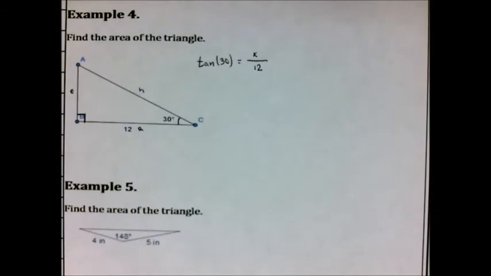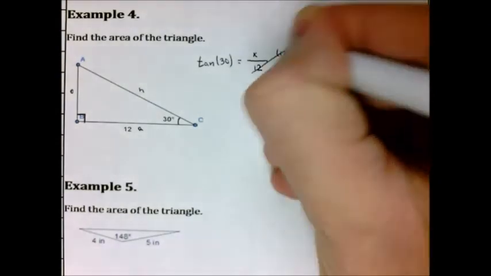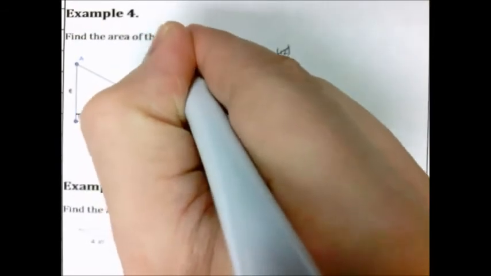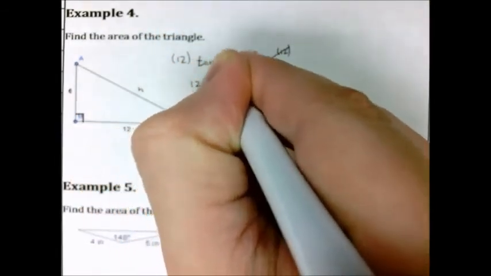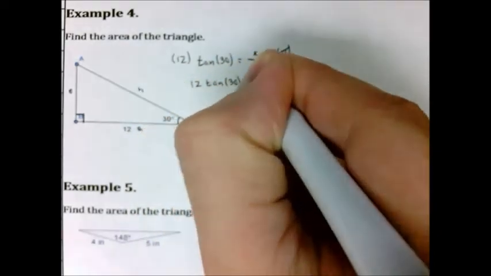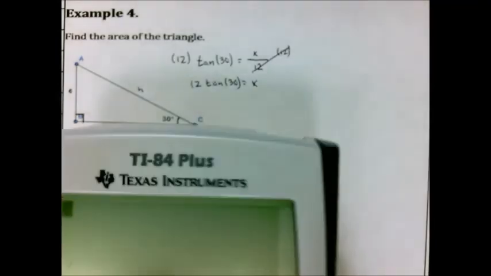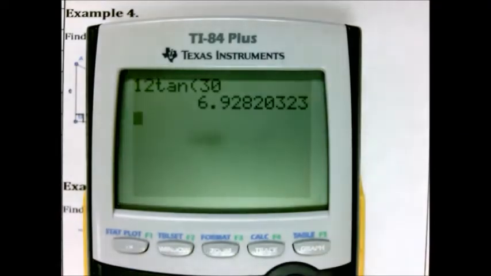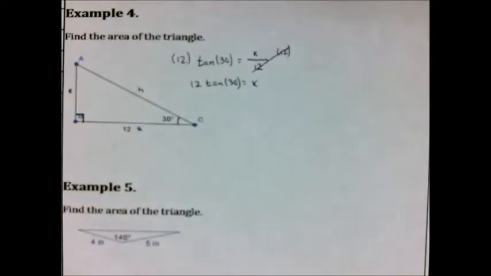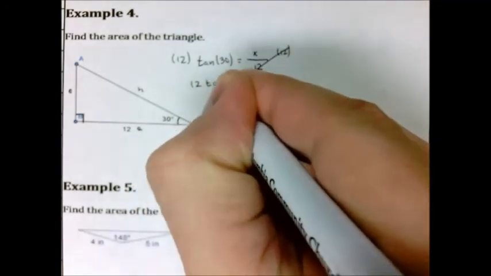Okay? And then to solve this, we're just solving for x, so we have to multiply by 12 on both sides. That'll cancel out on one side. And we'll be left with 12 times the tangent of 30. That's going to give us the value of x. So again, go to our calculator. I've already made sure that I'm in degree mode. You got to make sure you do the same thing. 12 times the tangent of 30 is 6.9. So the height is 6.9 units.